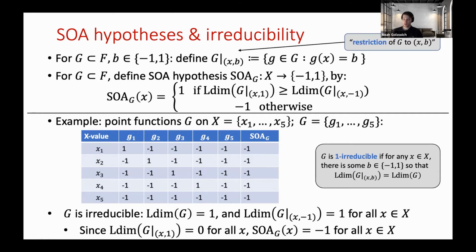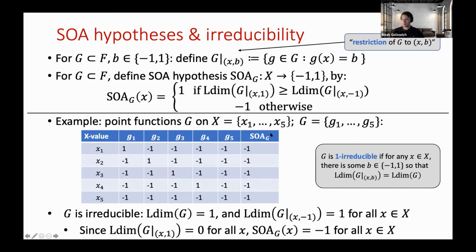So this shows that G is irreducible. But we also note that for any point x, the Littlestone dimension of G restricted to x1 is equal to 0, because that consists of the single function which takes the value 1 on x. And any class consisting of a single function has Littlestone dimension 0.